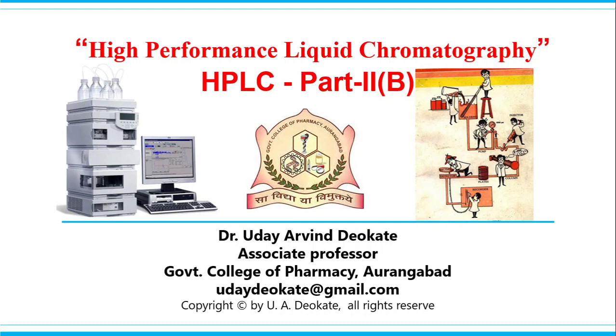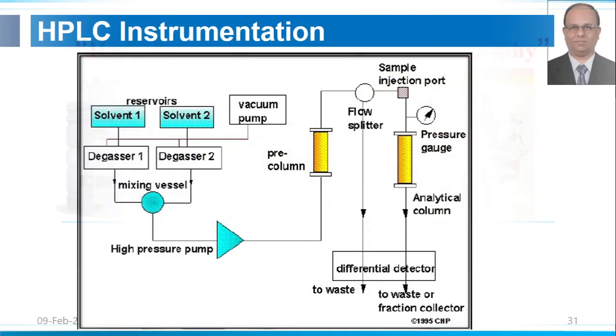We are continuing with high performance liquid chromatography instrumentation part. So we are here now with the HPLC part 2B. We will continue with the instrumentation what we have learned in the previous lectures. So we have studied that there are the reservoirs for various solvents. If it is isocratic system, you will have only one reservoir.